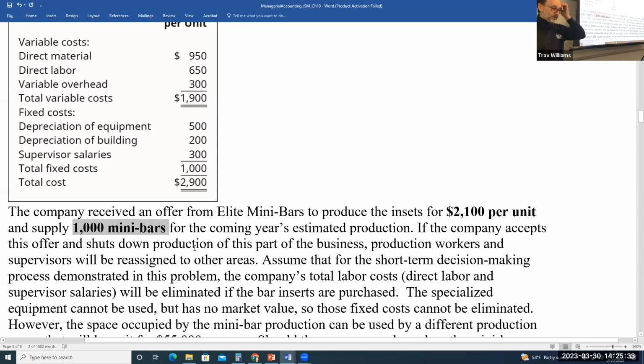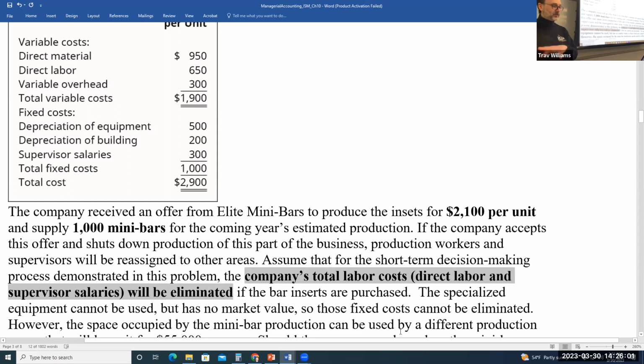It says that if they accept the offer and they shut down production for this part of the business, the production workers and supervisors will be reassigned, so nobody's going to lose their jobs. And the labor costs, including the supervisor salaries, will be eliminated. So basically, we're shifting these workers to another area. The company's still going to have those costs, but this part of the business will not have those costs.